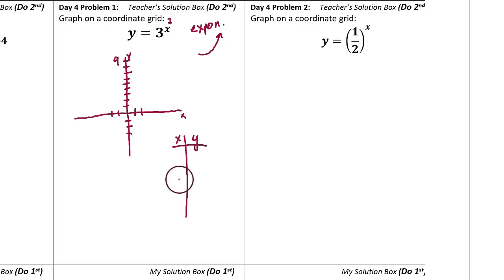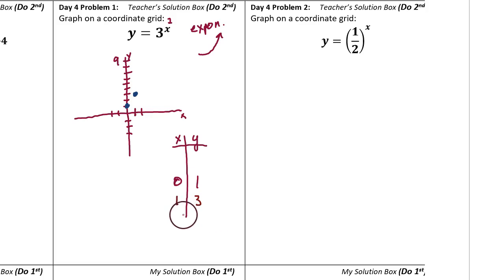One of them I'm going to use is 0. Y equals 3 to the 0. That turns out to be 1, and that's called the y-intercept. This graph is crossing the y-axis at 1. Another number I'll choose for x is positive 1. Y equals 3 to the 1. That turns out to be 3. So another dot on the graph is 1, 3.